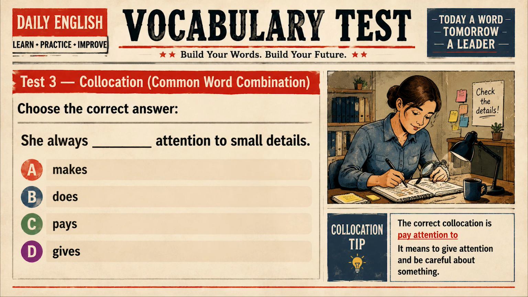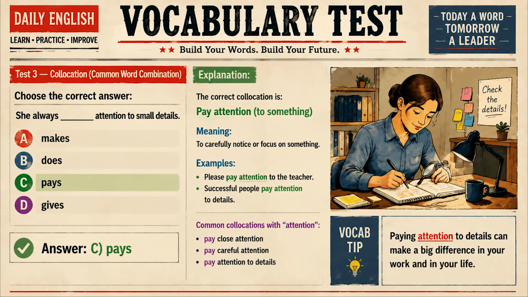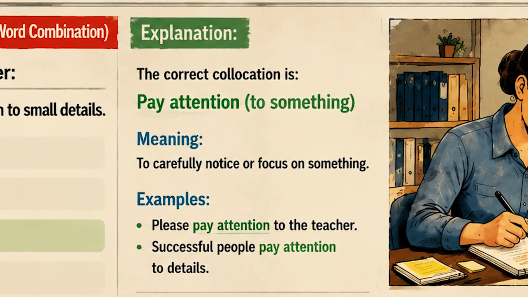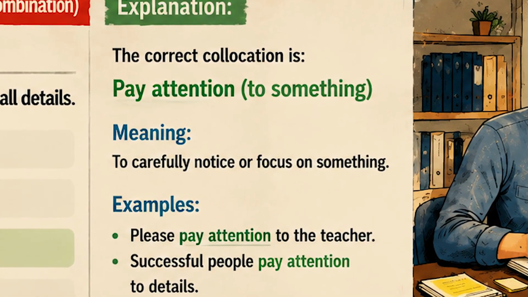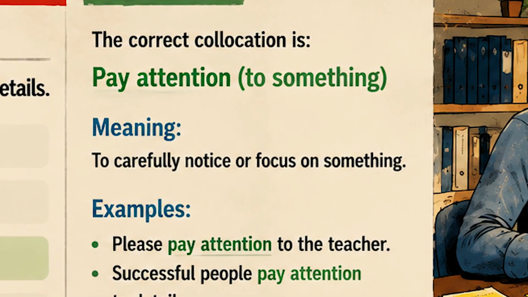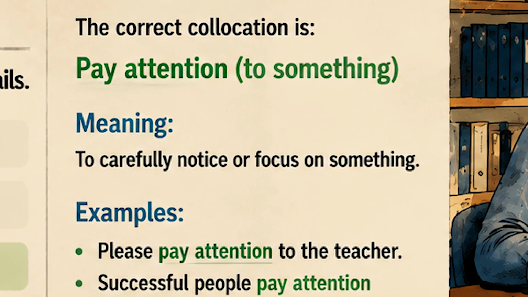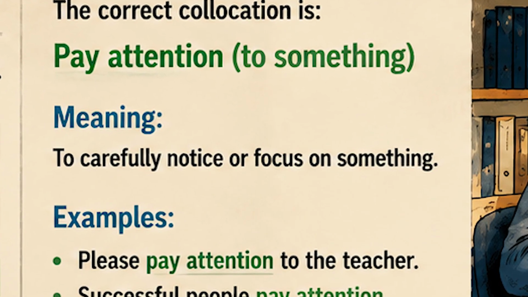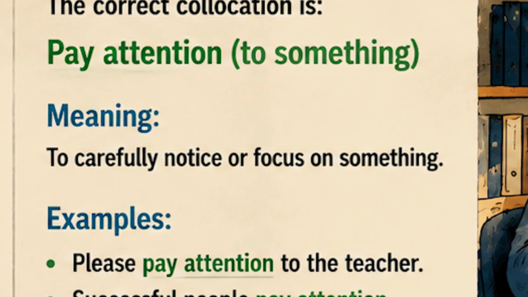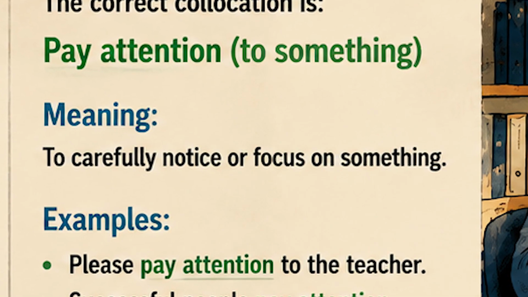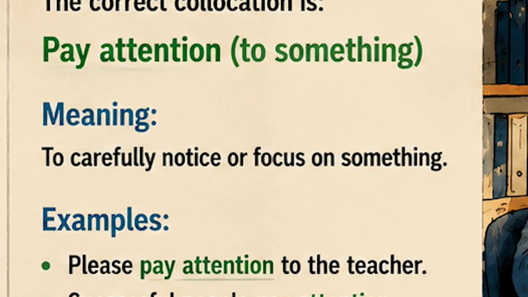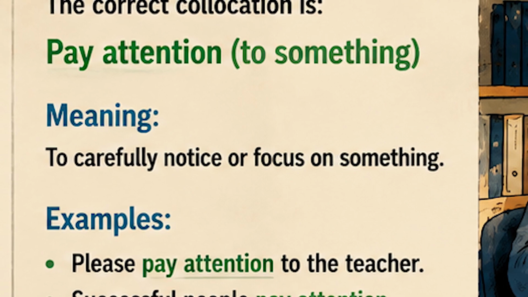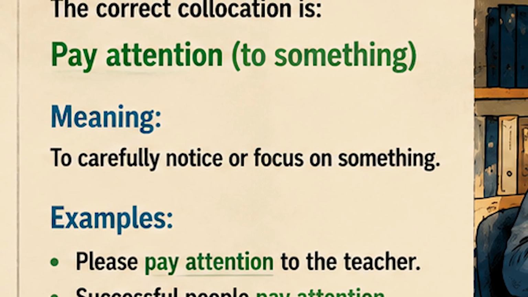Okay, the correct answer is C, pays. She always pays attention to small details. Now let's understand why. In English, we don't say make attention, do attention, or give attention. They don't come together, right? The correct combination is pay attention. The phrase pay attention to something means to carefully notice something or focus on something. When you pay attention, you give your full focus to a person, activity, or detail.